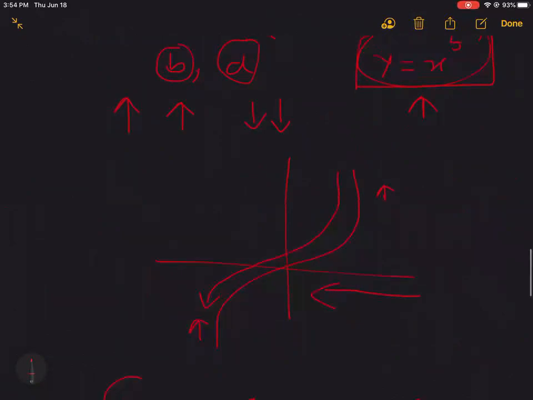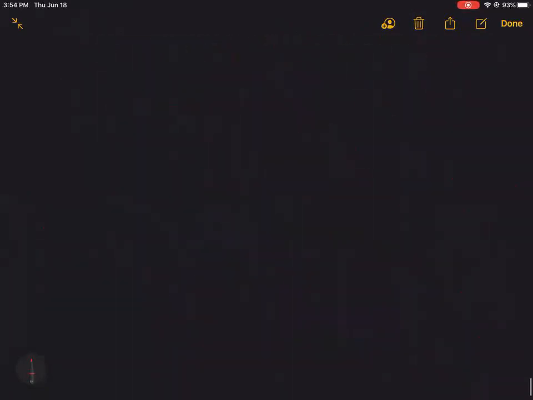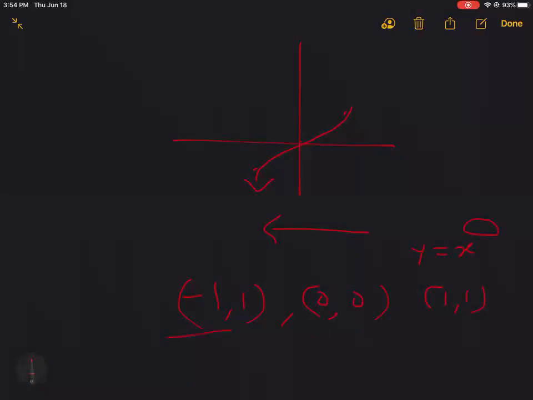No, for even, you got it almost right. It's actually -1, 1, 0, 0, and 1, 1. For any even positive exponent, you will have these points on the graph. So again, it's really important to know these things.